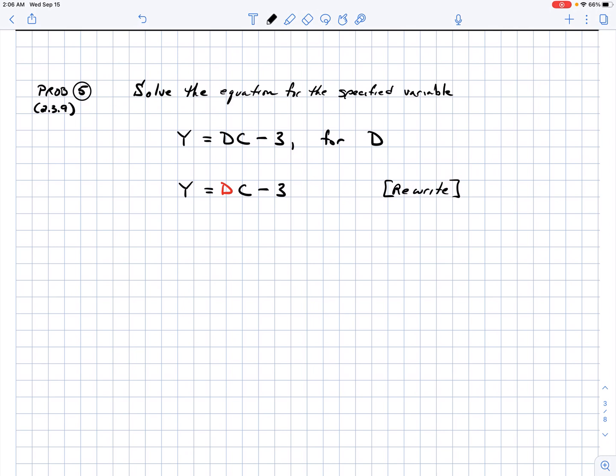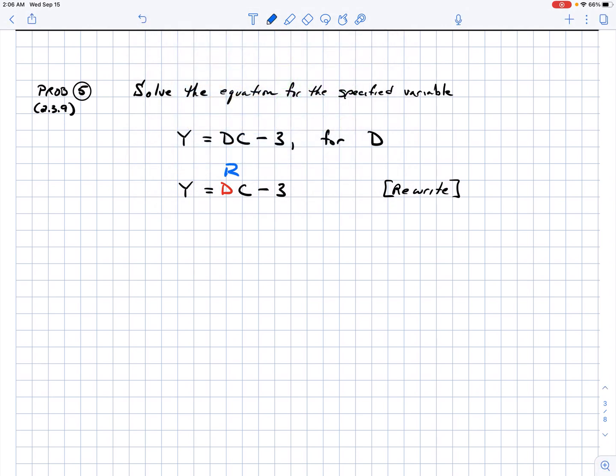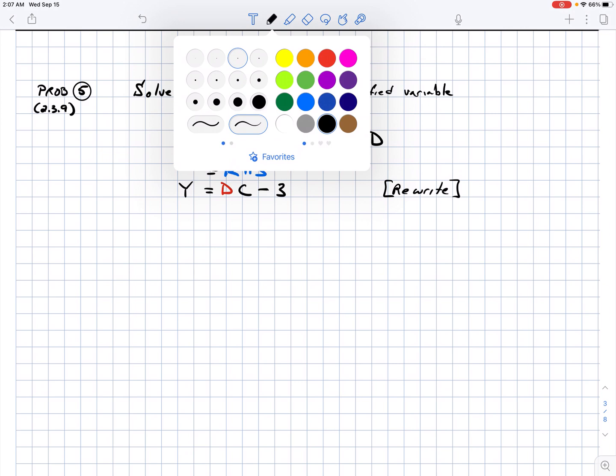So, as always, rewrite the equation so you have a nice fresh place to start. And then what you want to do is read what is being said here and identify where the variable of interest is. In this case, it's definitely on the right-hand side, right? So the right-hand side has the variable of interest, and that equals our left-hand side.